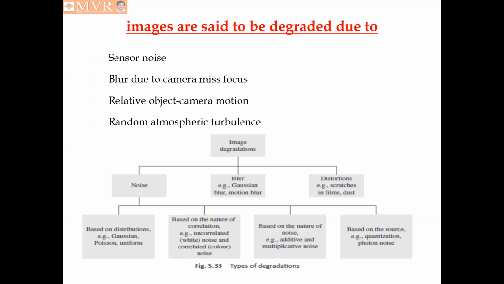Similarly, blur due to camera misfocus. Whenever we are capturing images, we need to focus our camera perfectly. If we are not able to focus our camera perfectly, the images which are captured may be blurred. So we need to focus the camera in such a way that good quality images are captured by the camera. Otherwise, we will capture blurred images.